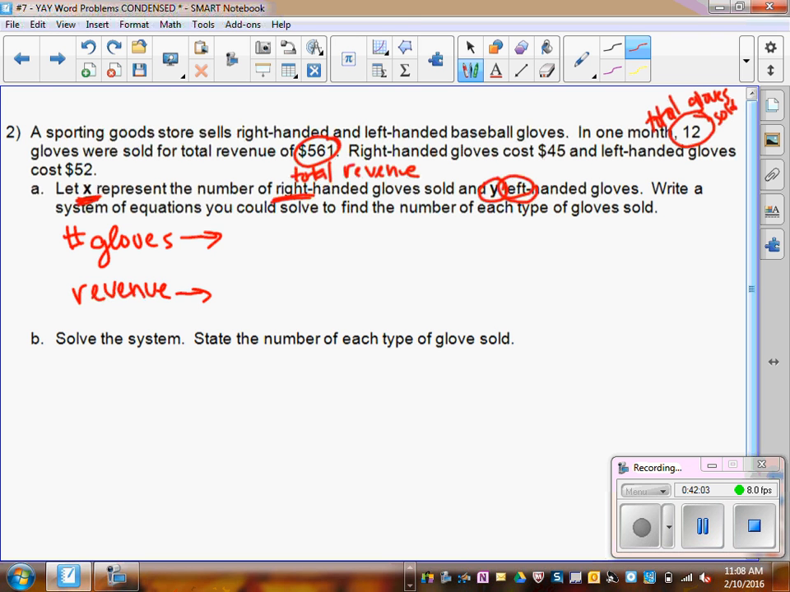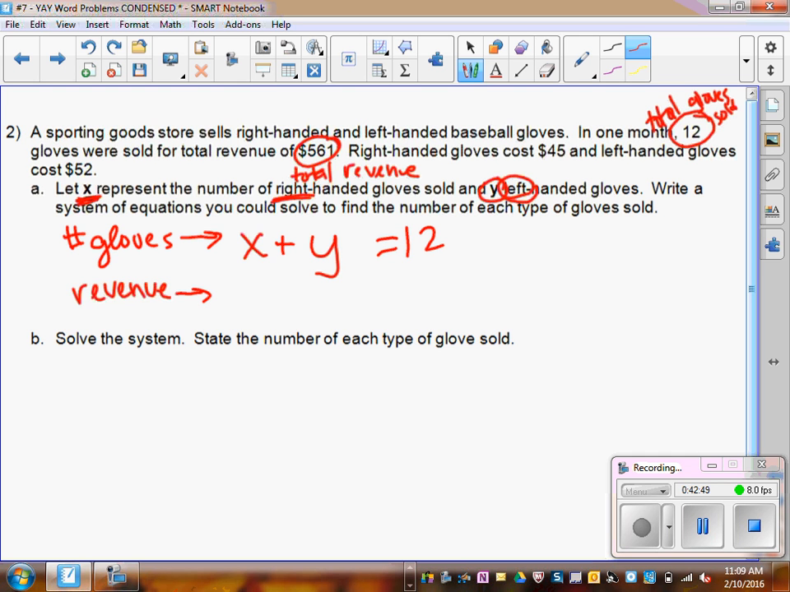All right, what was the total number of gloves that were sold? 12. And what do you think my equation is going to be? How do I figure out how many gloves were sold? What are my variables? What does X represent? Right. The number of right-handed gloves, same as the last. And what does Y represent? The number of left-handed gloves. So the total number of gloves is how many left-handed were sold and how many right-handed were sold, which means we're going to add those together. So the number of right gloves plus the number of left gloves gives me the total number of gloves.